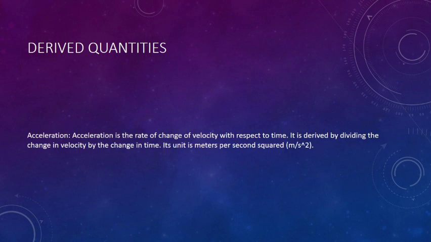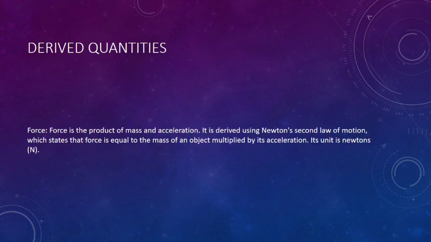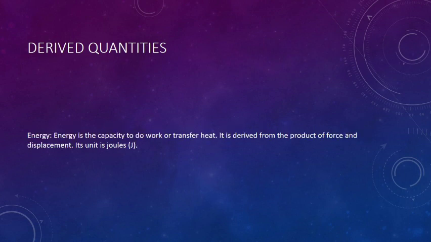Number 2, acceleration. Acceleration is the rate of change of velocity with respect to time. It is derived by dividing the change in velocity by the change in time. Its unit is meter per second squared. Number 3, force. Force is a product of mass and acceleration. It is derived using Newton's second law of motion, which states that force is equal to the mass of an object multiplied by its acceleration. Its unit is Newton.